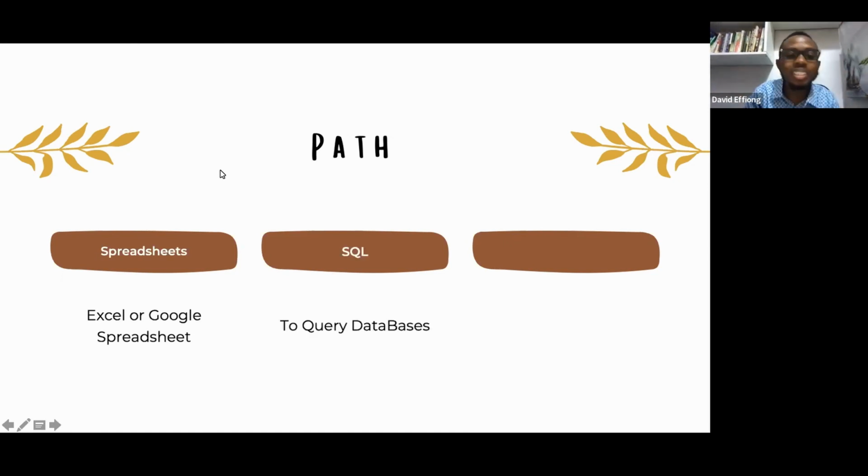Once you're done with spreadsheets, the next thing to go to is SQL. Like I said, I didn't start with spreadsheets. I didn't start with SQL. I went straight to Python. Now, unbeknownst to me, 90% of organizations today either store their data in spreadsheets or in SQL databases. So if I wanted to be valuable to an employer, I needed to know how to manipulate data in spreadsheets and SQL, because the data is stored in SQL.